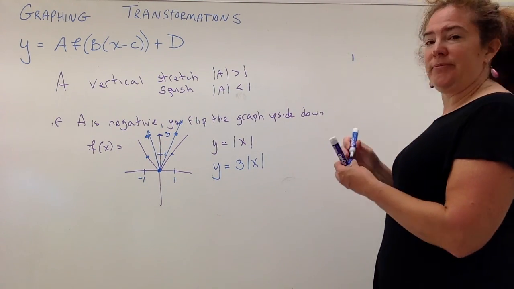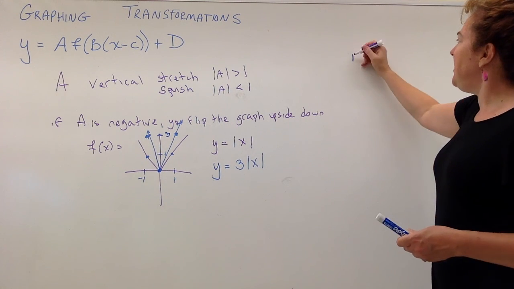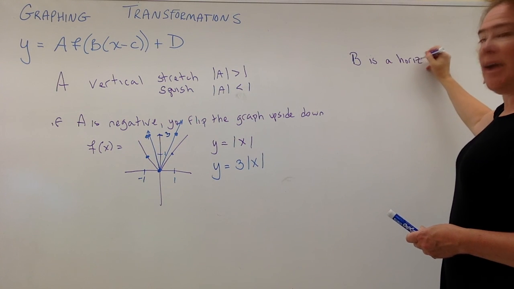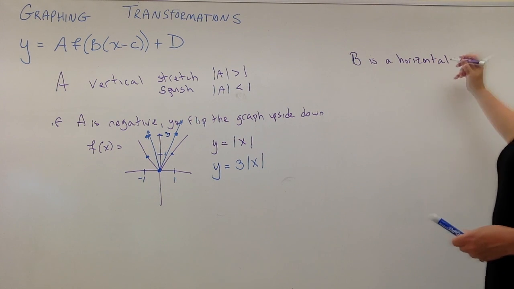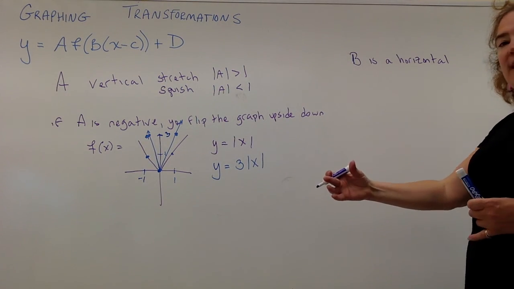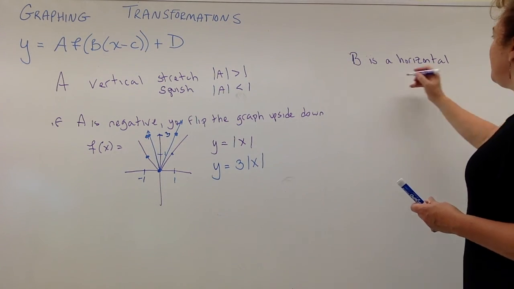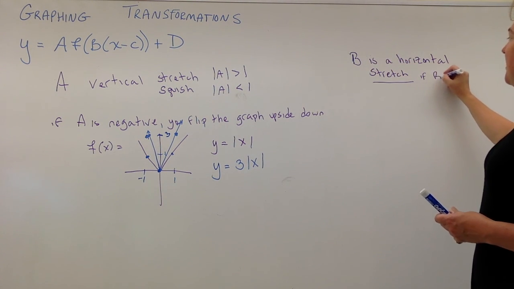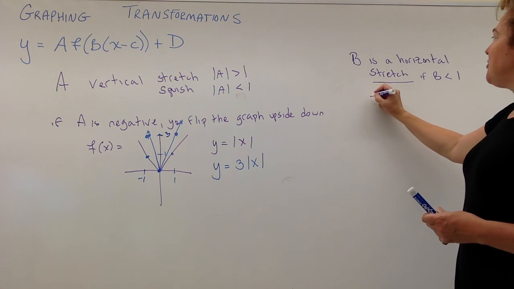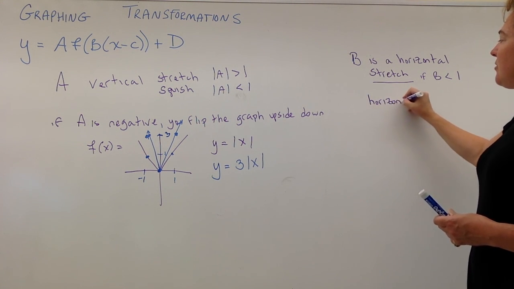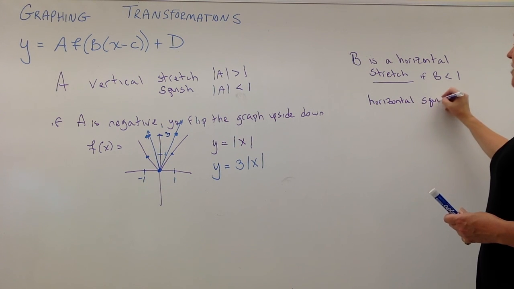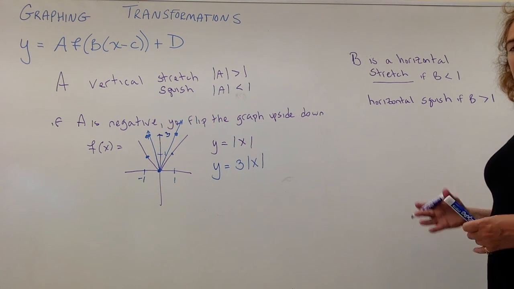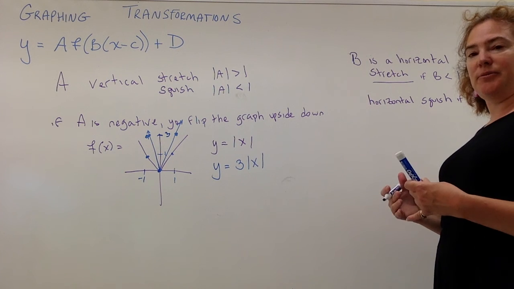Well, B is a horizontal stretch or squish, okay? And it's backwards. So it's a horizontal stretch if B is less than 1. And it's a horizontal squish if B is greater than 1. Okay, the ones on the inside kind of work opposite what we would think.